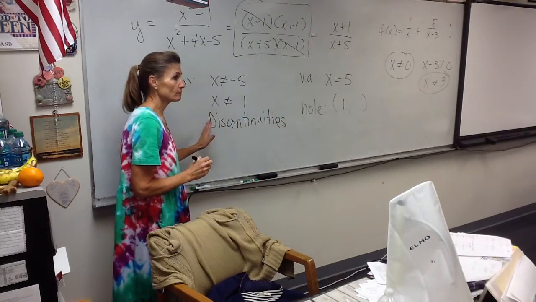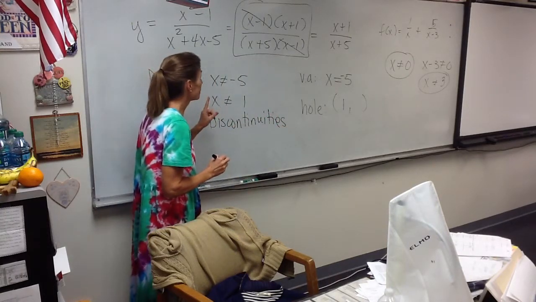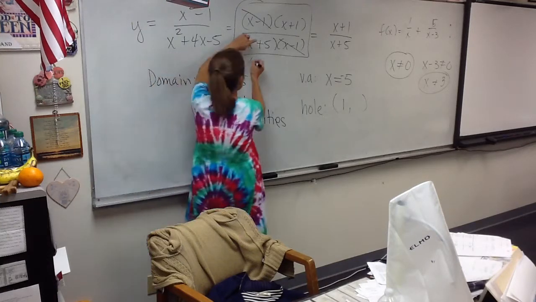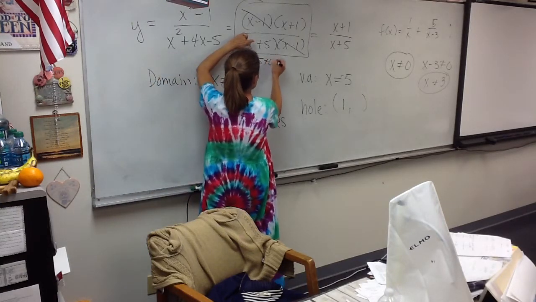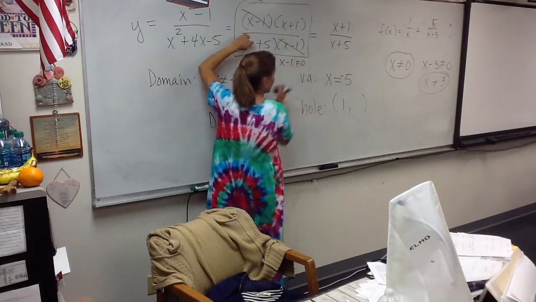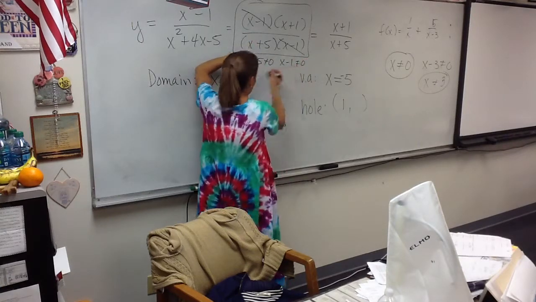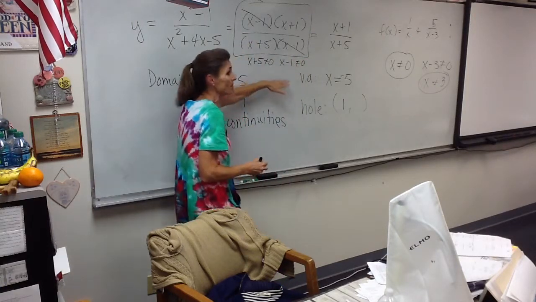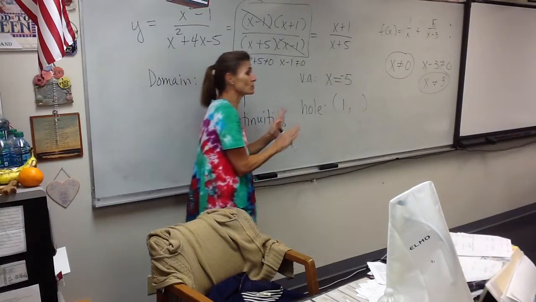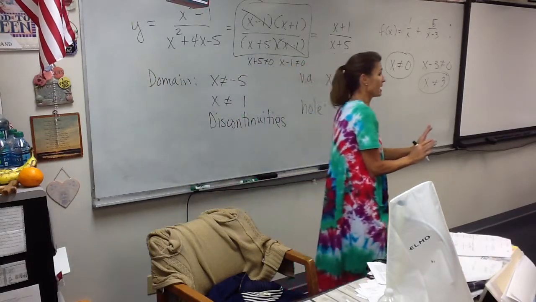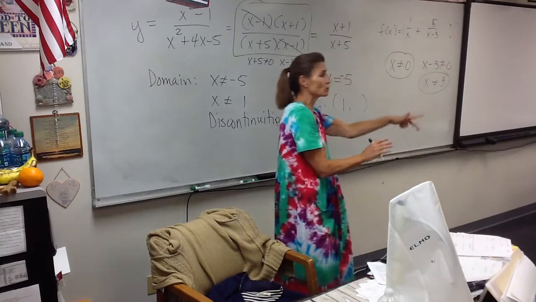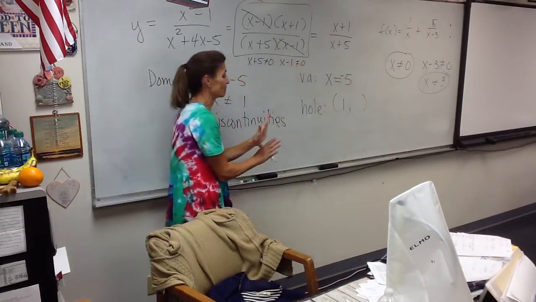Quick question, why is it x equals 1 instead of x equals -1? Because remember, x plus 5 can't equal 0, x minus 1 can't equal 0. Oh, we're talking about the denominator. Yeah, I'm only in the denominator, because this whole conversation is only about the denominator. Domain, asymptotes, all that is only the denominator.